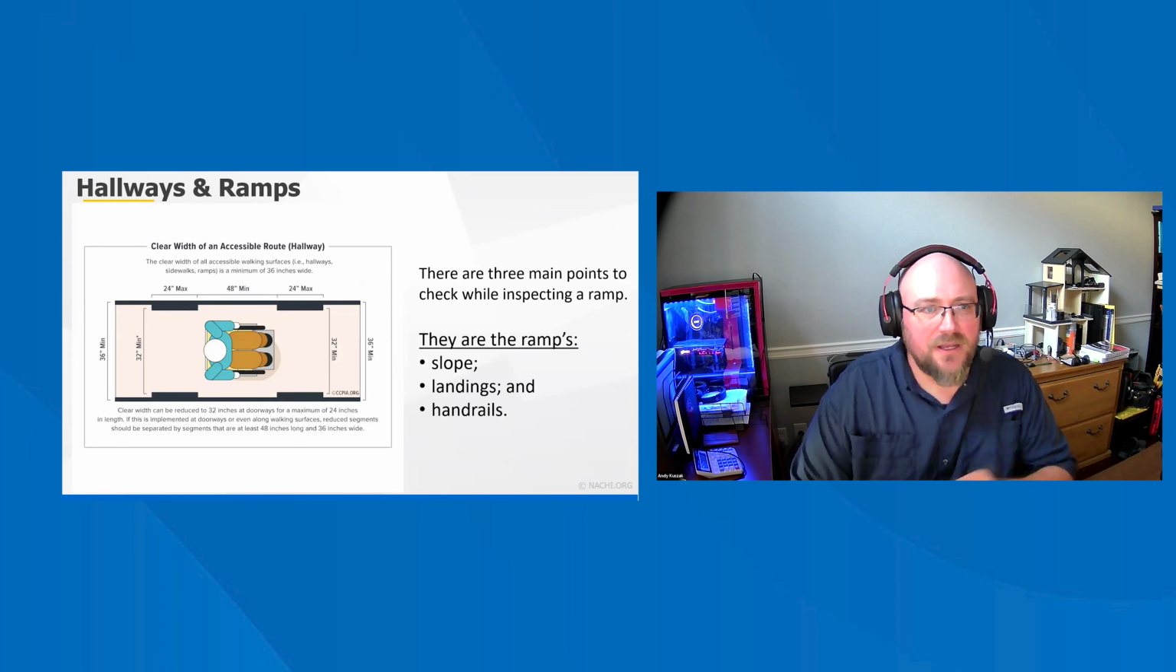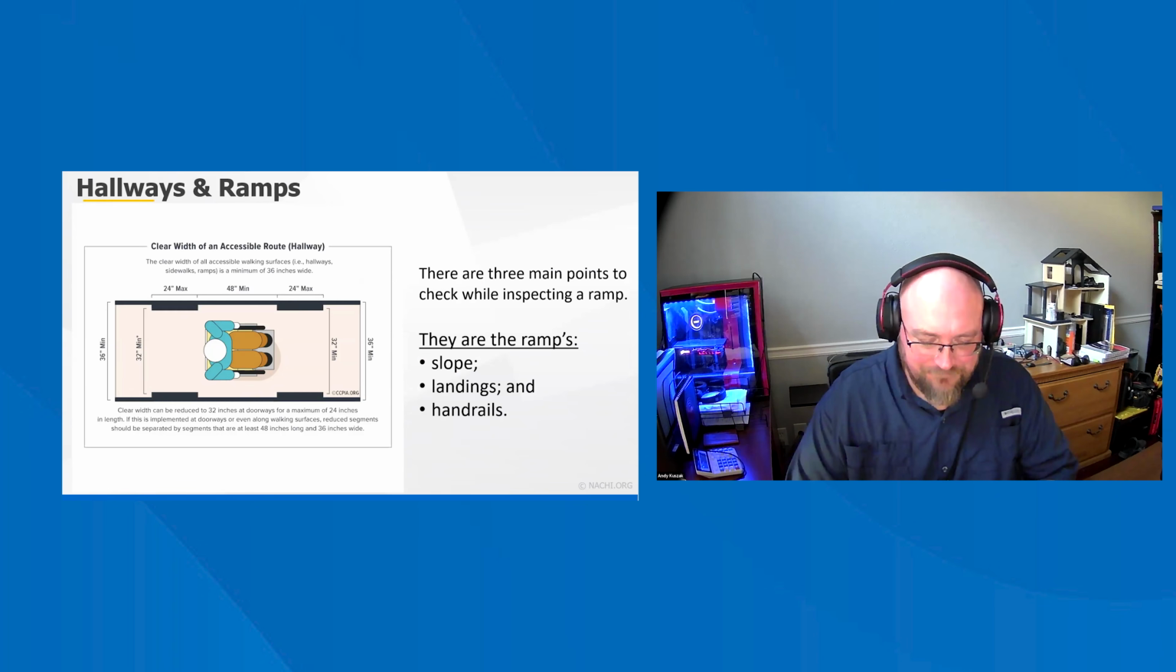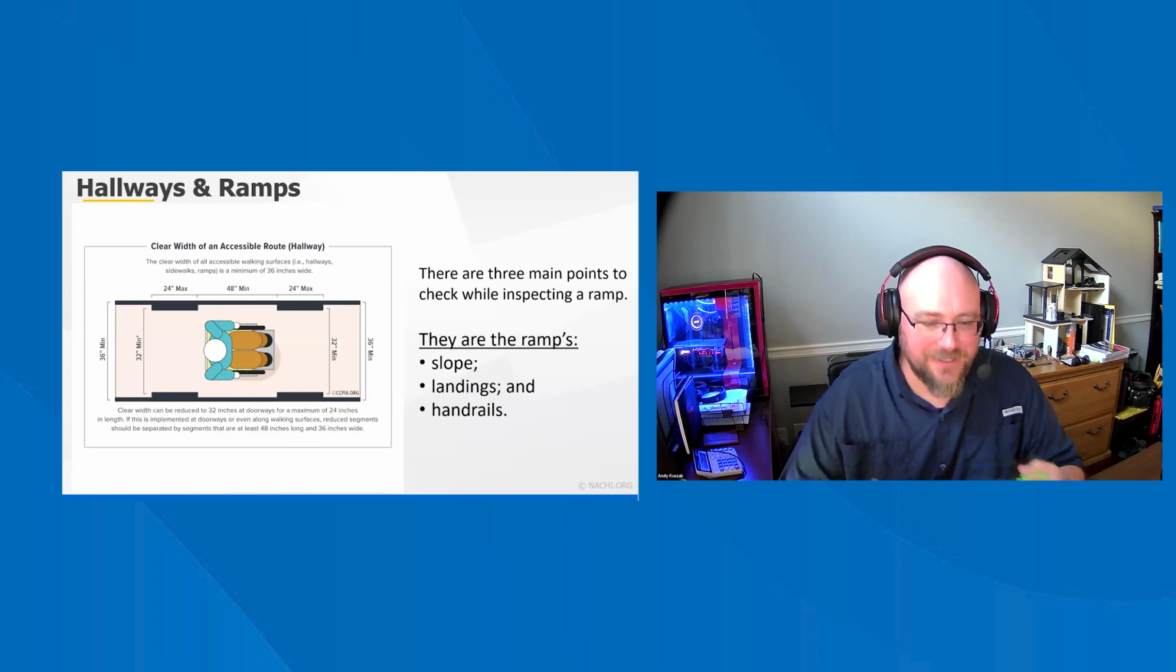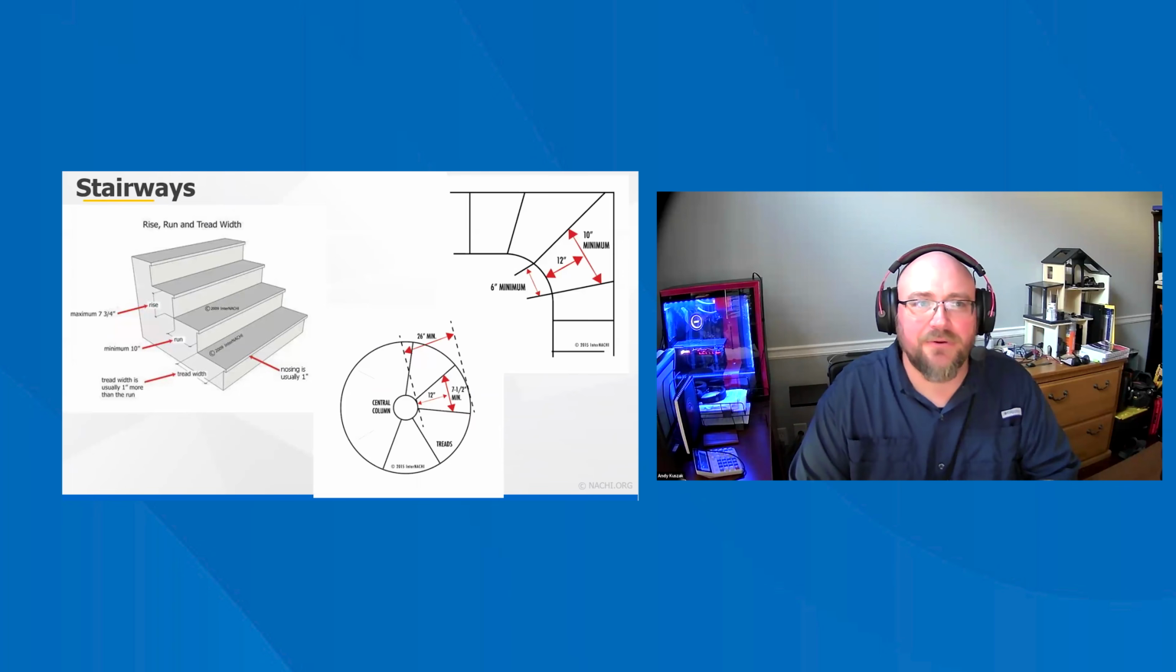Hallways and ramps. You just want to make sure that you have clear width around your main access into the home, for people in wheelchairs and, I can't think of the word I'm looking for, personal assistant items, or whatever. We're going to keep going.